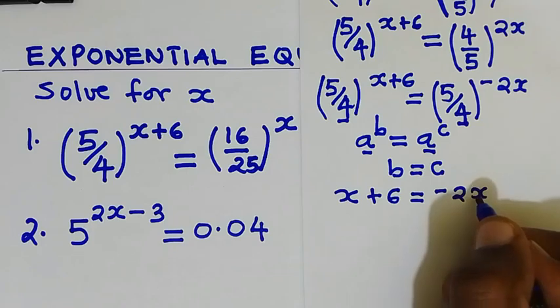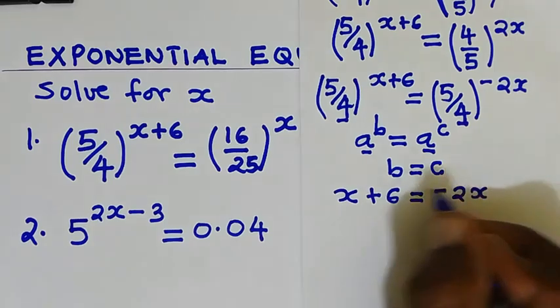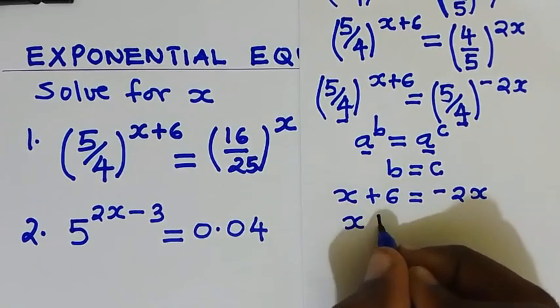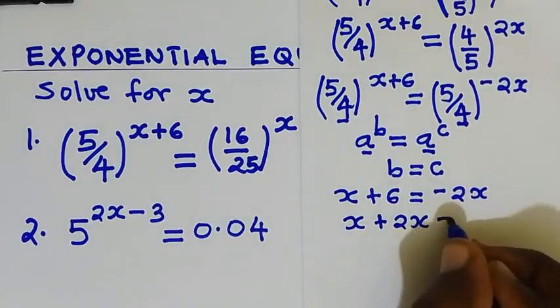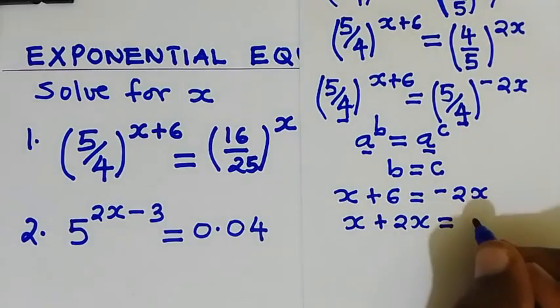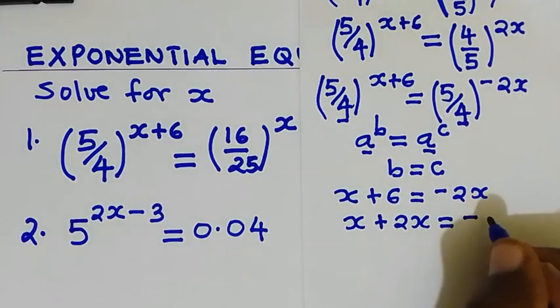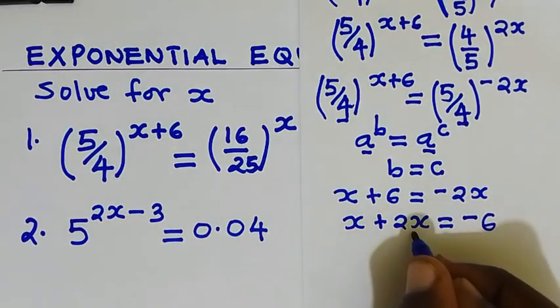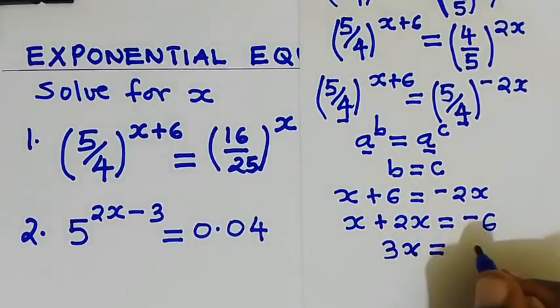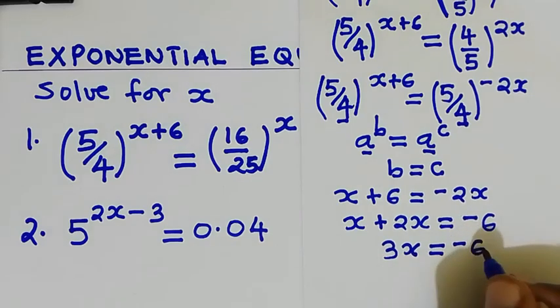I'll bring minus 2x to the left hand side. That is going to be x plus 2x is equal to, I'll bring 6 to the right hand side, that is going to be minus 6. X plus 2x, we have 3x is equal to minus 6.